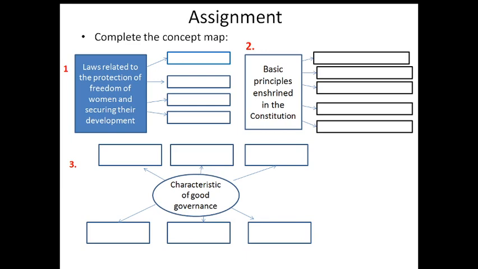Assignment. Girls, you have to complete the concept map either on a paper or in a book. First one is laws related to the protection of freedom of women and securing their development. Second, basic principles enshrined in the Constitution. Third, characteristics of good governance. Please see to it that you all complete the assignments that have been given at the end of the lesson.